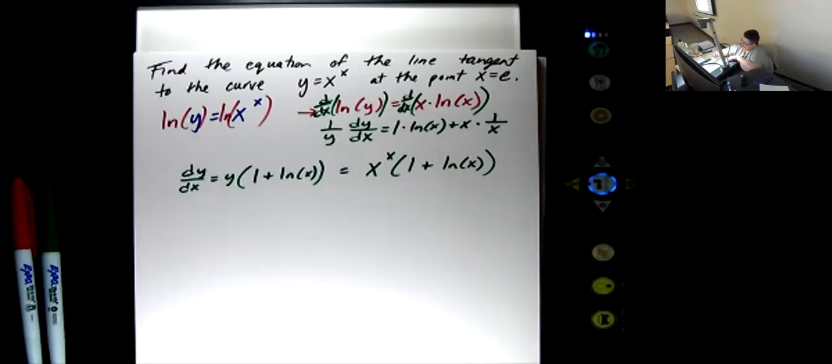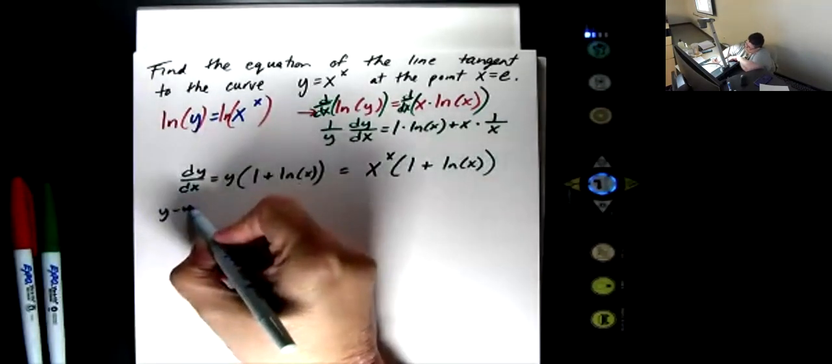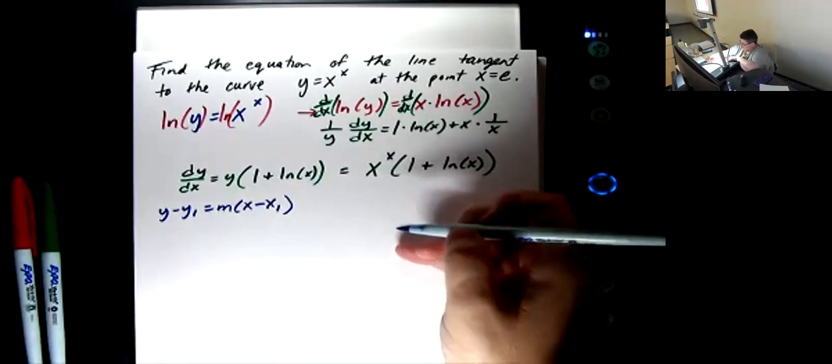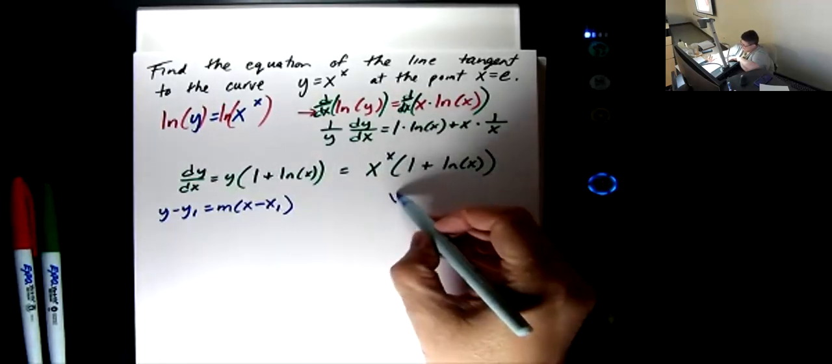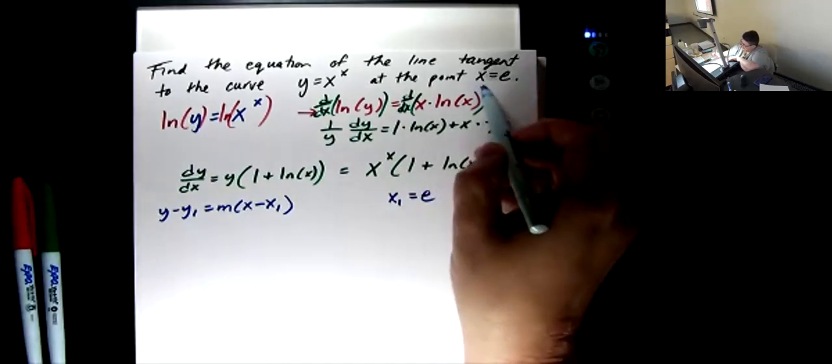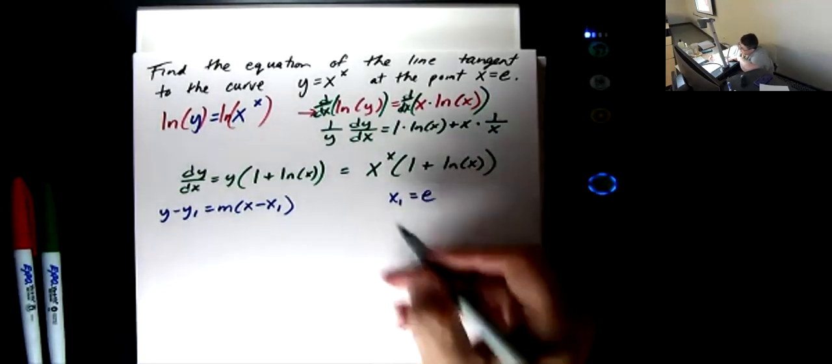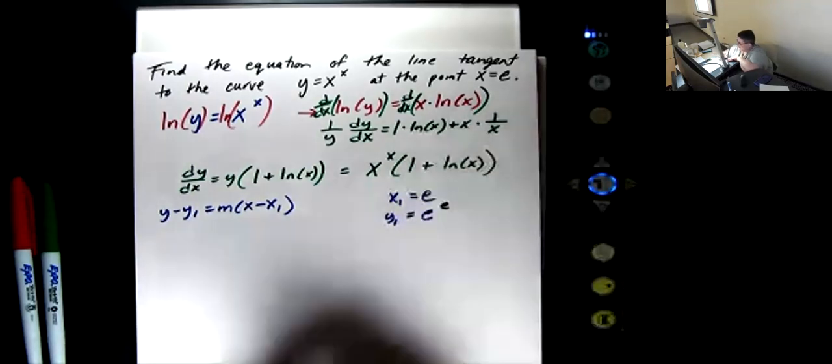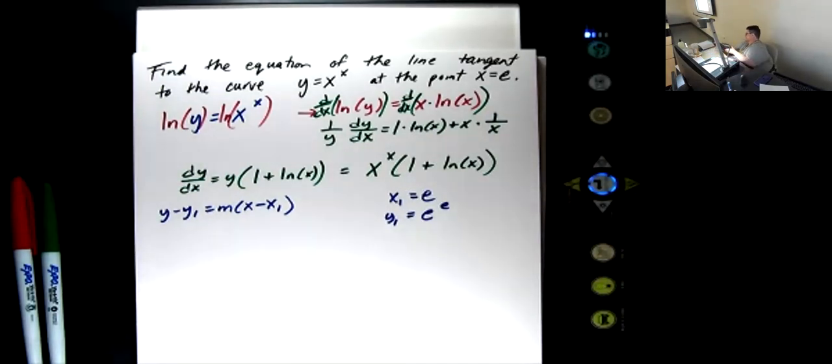Still need to find the tangent line. We can do y minus y1 equals m times x minus x1. So our x1 is e. They gave that to us at the point x equals e. Y1 at that point is x to the x, or e to the e, which is just a number. It looks trippy, but like, where's my e? E raised to the e.